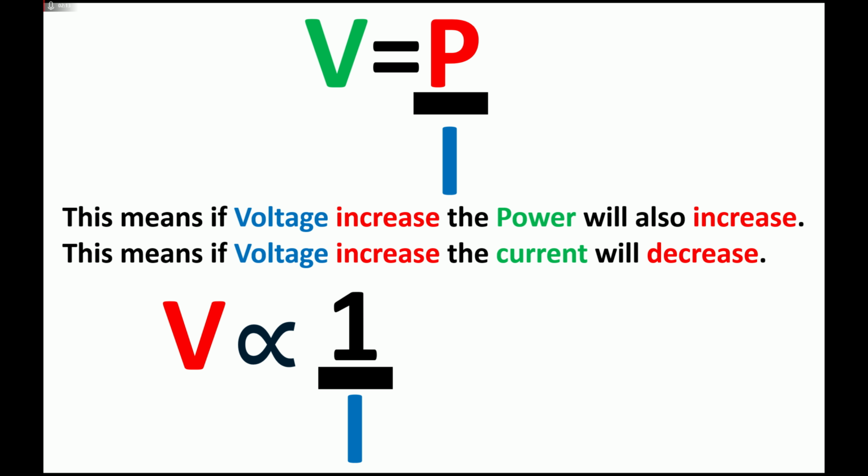So let me tell you here, if you are a mathematician, you can easily understand the reason. V is equal to P over I. If we take P to be a constant, then we can use the proportional sign instead of the equal sign. So this is only true when power is constant. This is the reason why V will be inversely proportional to current I only when the power is held constant. But as a mathematician, I can easily understand this.